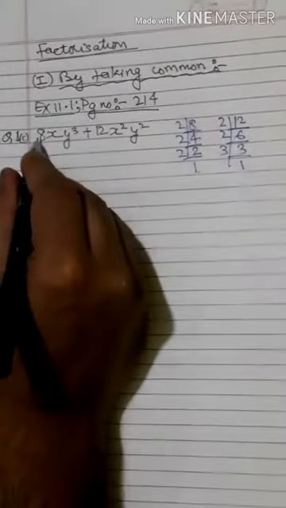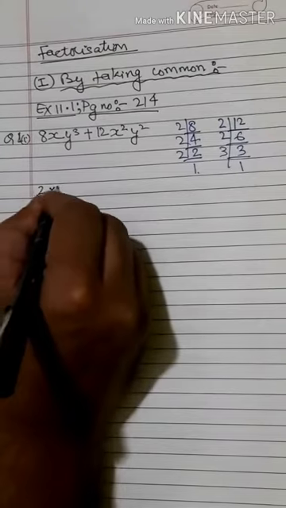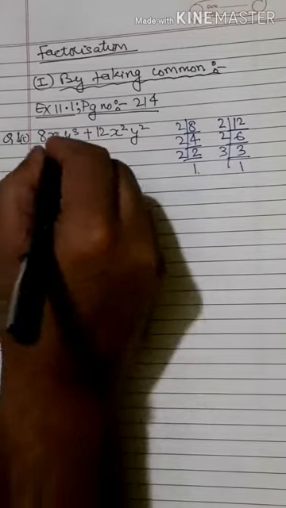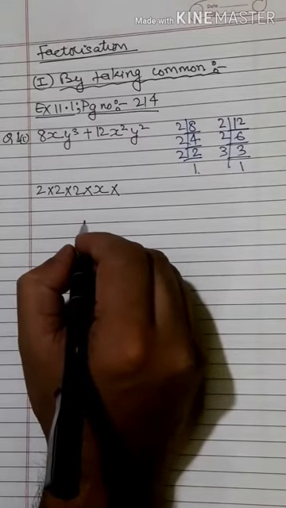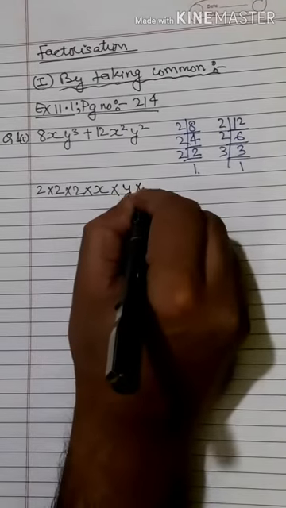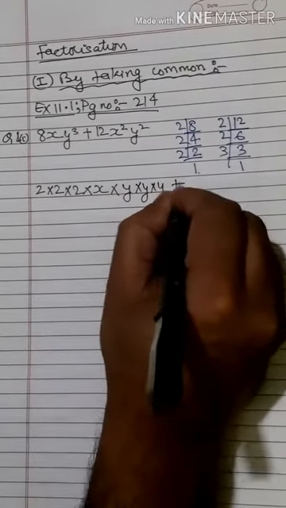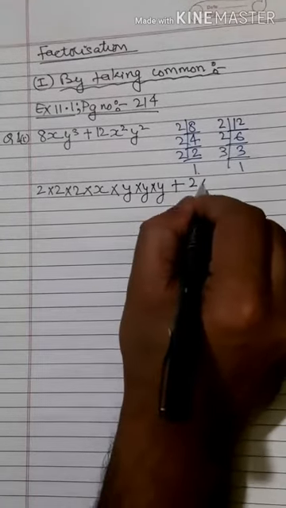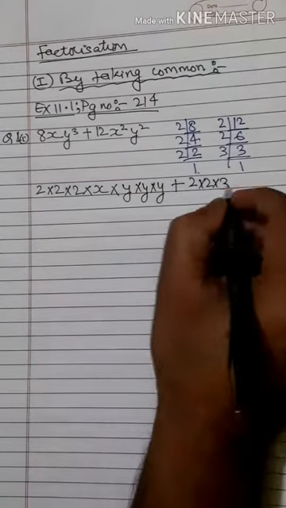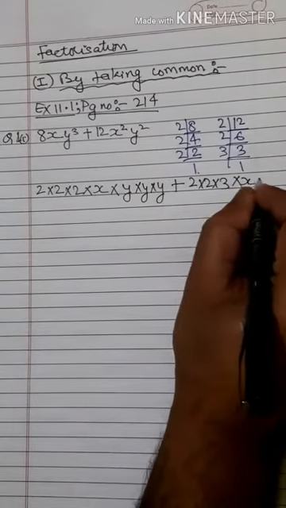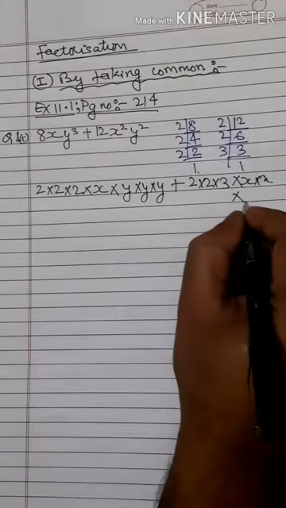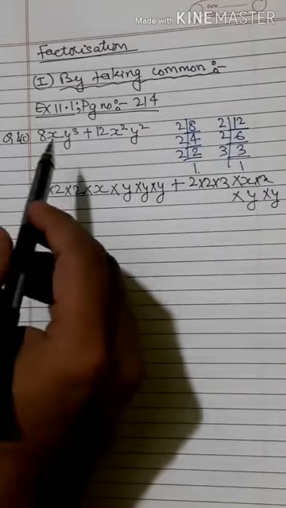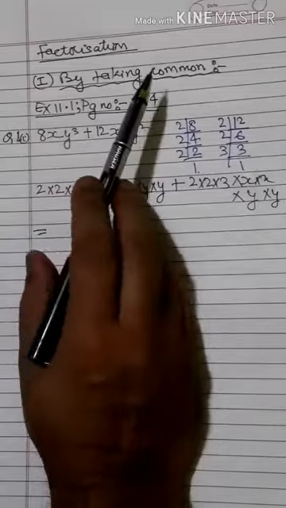Now, 8 can be written as 2 multiplied by 2 multiplied by 2, into x, multiplied by y cube. What is the meaning of y cube? There are 3 y's: y into y into y. Plus, 12 can be written as 2 into 2 into 3, multiplied by x, into y square, which means y into y. Since the method says by taking common, now we will see what the common factors are.